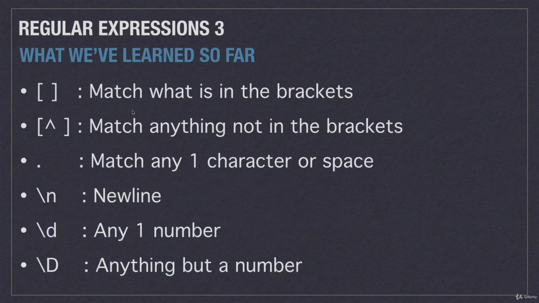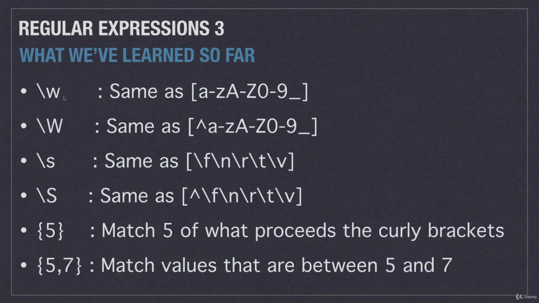And then you can see here is where we would match what is inside of brackets, match everything except what's inside of brackets with the little caret. Here we can match any one character or space, new line, any one number, anything but a number. The lowercase w with the backslash is the same as this, which is basically any letter or number, whether they are lowercase or uppercase. This is anything except those. This is any white space or tabs and all those different things, anything except white space.